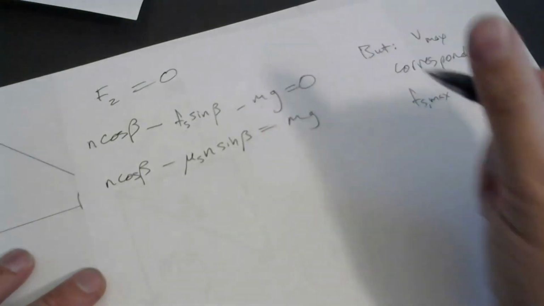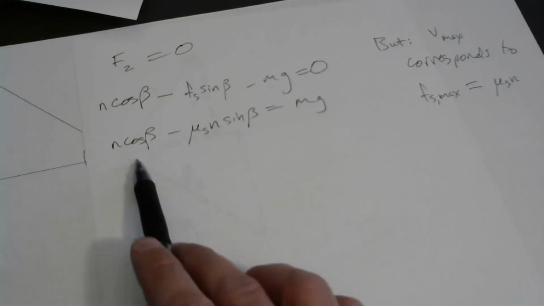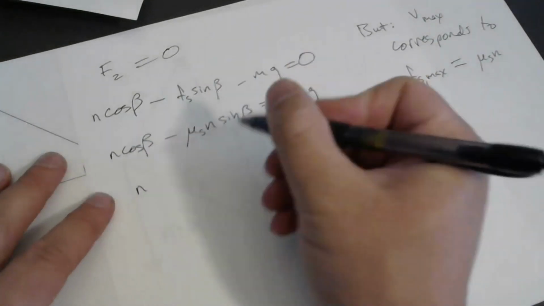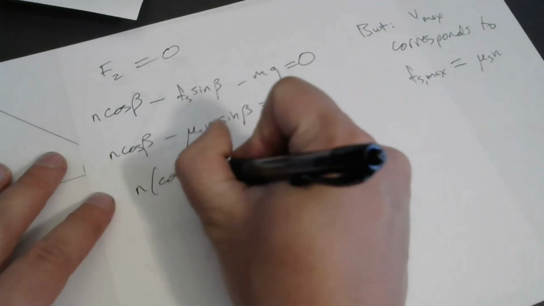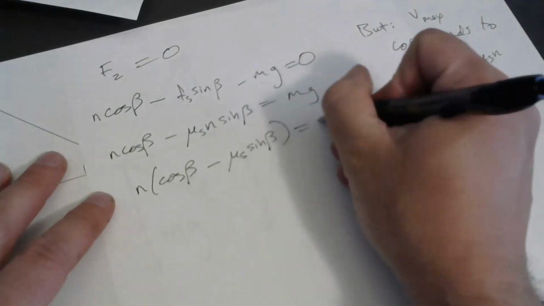And some of you are probably thinking, wait a minute, can't you just plug in mg? The normal force, it's just the weight, it's just mg. That is not always the case. In fact, it's definitely not the case for this problem, because if we solve this equation for the normal force, we are not going to get mg. So the only way to know for sure what the normal force is is to write an equation that contains the normal force. I think I can factor out N here: cos beta minus mu sine beta.